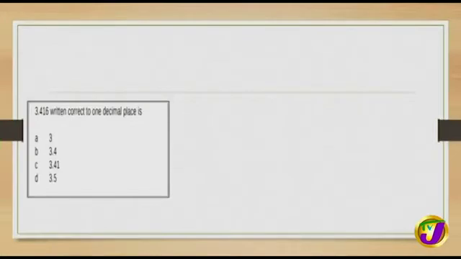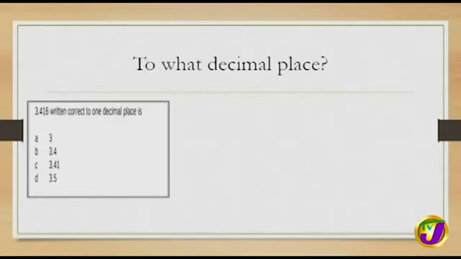3.416 written correct to 1 decimal place. Same concept, all you need to do is pay attention to the place that you're rounding off to. It's 1 decimal place, that's the 10th place, that's the first place after the decimal.